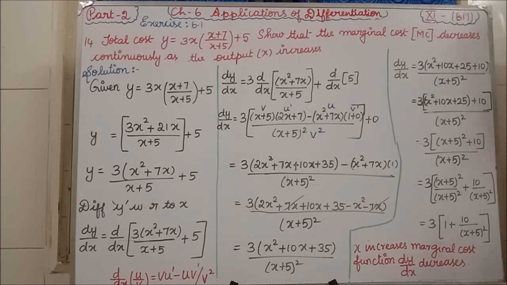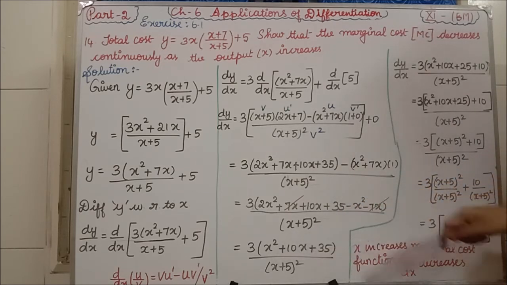Why? See what they are saying: the marginal cost decreases continuously as the output x increases, which means the value has to decrease. So in the numerator part we should not have the x value itself for this question, because we need the marginal cost to be decreased. Okay, if you are having the x value in the numerator, it will not decrease, it will increase only. So this full term we have to make into a constant. In the numerator part we should not have any x term. We have to bring it like that, we have to simplify.